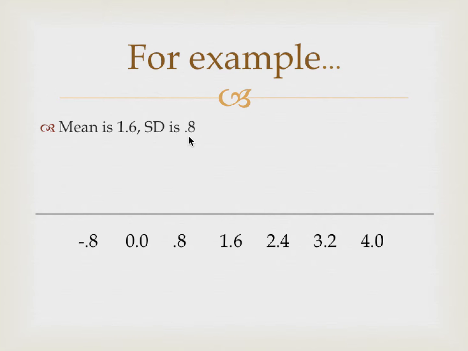The way you get those numbers is you take your mean, and you add the standard deviation. So 1.6 plus 0.8 is 2.4. 2.4 plus 0.8, which is your 1 standard deviation unit, is 3.2. 3.2 plus 0.8 is 4. Conversely, 1.6 minus a standard deviation of 0.8 is 0.8. 0.8 minus 0.8 is 0. And 0 minus 0.8 is negative 0.8.